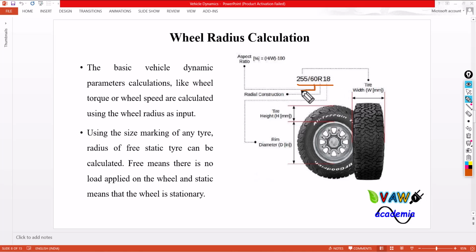60 refers to the aspect ratio in percentage, and R means radial construction. The last one, 18, refers to the diameter of the rim in inches. It's not the diameter of the tire, it's only the diameter of the rim in inches. So from this, we have to calculate the radius of the wheel. Then only we can calculate the torque required.